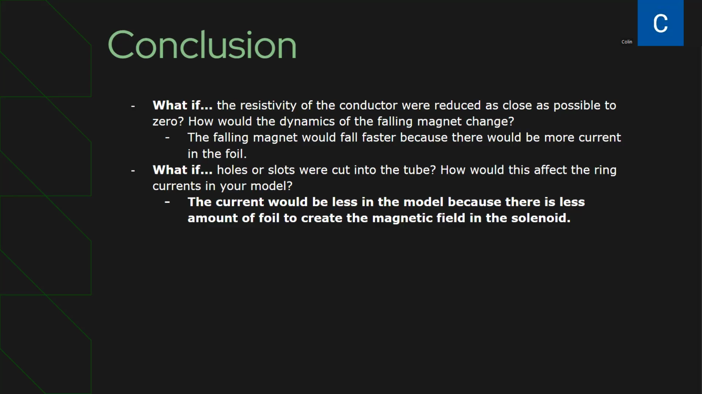What if holes or slots were cut into the tube? How would this affect eddy currents in your model? The current would be less in the model because there is less foil to create the magnetic field in the solenoid.